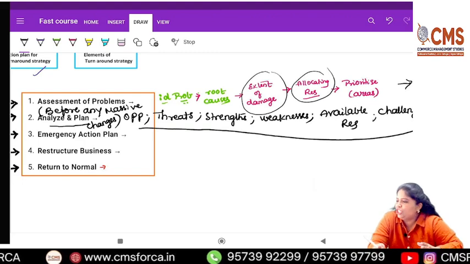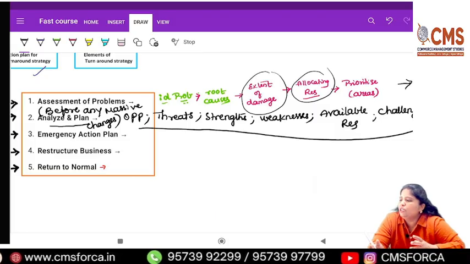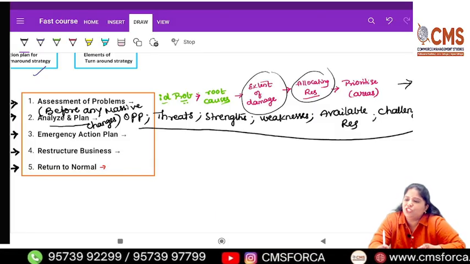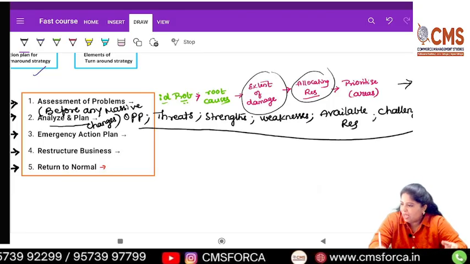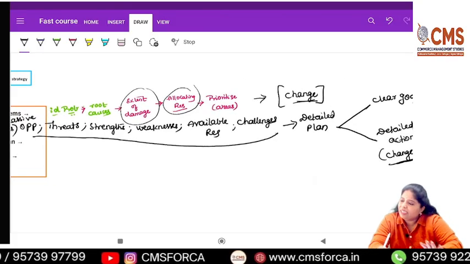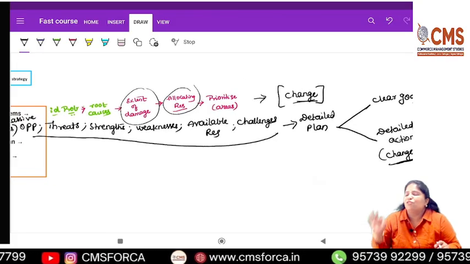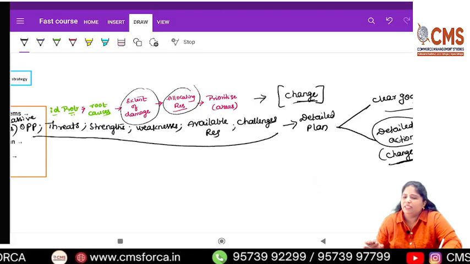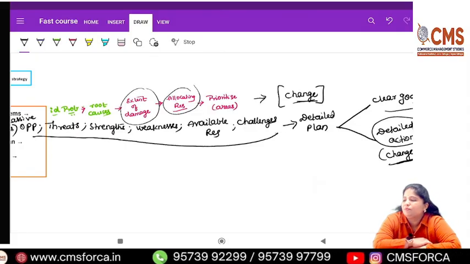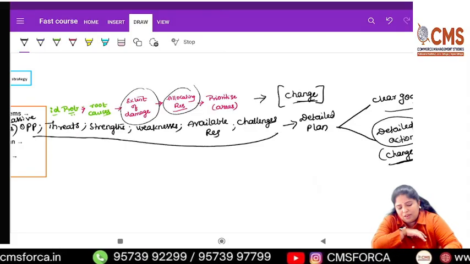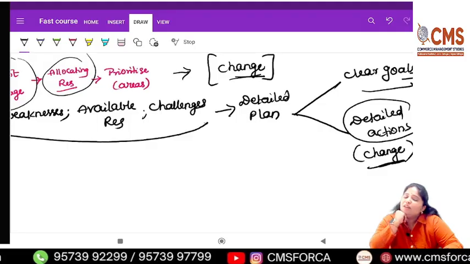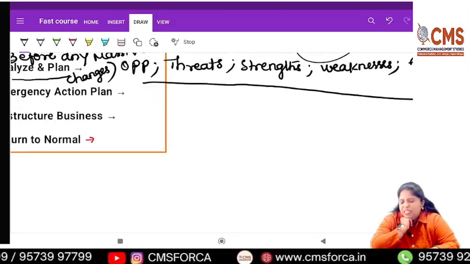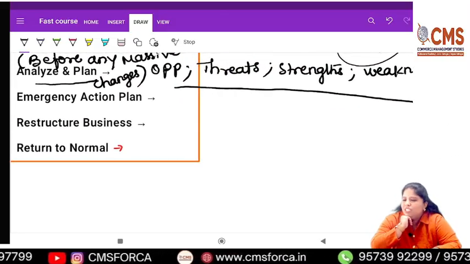You know you have to change something, but that change shouldn't be in a hasty manner. Before you plan for any massive changes, first finish your analysis, then come up with your detailed plan. In your plan, have clear goals, and to achieve these goals, what actions to be taken. Are we good with this? Any confusion? Well summarized?